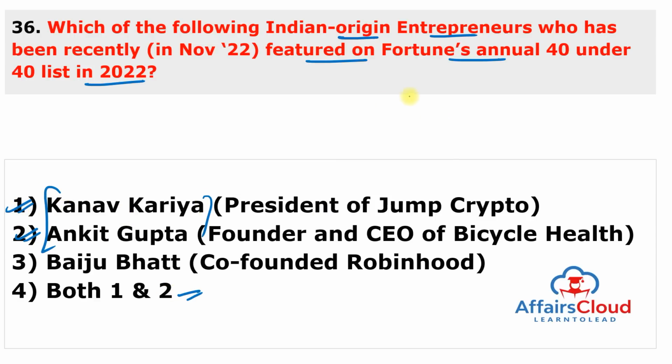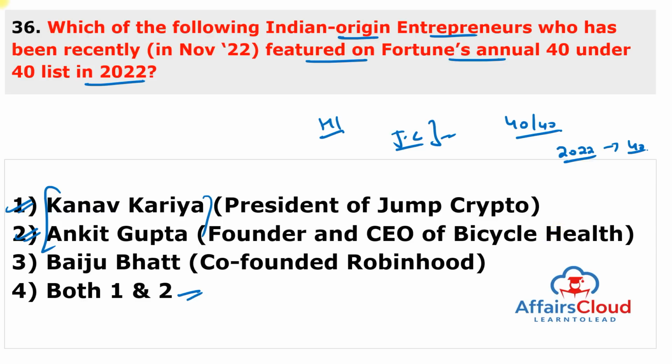So, remember Ankit Gupta, the founder and CEO of Bicycle Health, and Kanav Karia, president of Jump Crypto, two Indian origin entrepreneurs have been featured on the Fortune Annual 40 Under 40 list in 2022. And the list highlights the influential individuals shaping businesses in 2022 who are under 40. And Ankit Gupta was featured on the list under the Health and Bioscience category, while Kanav Karia was featured under the Finance and Crypto category.